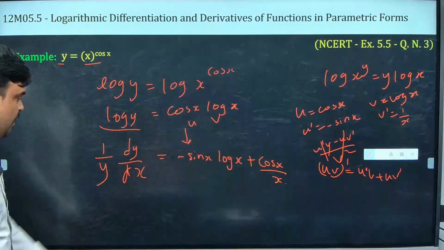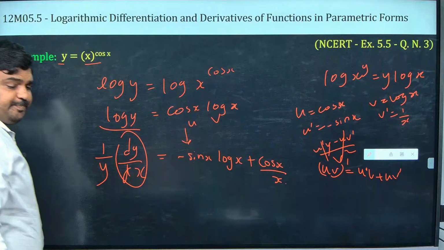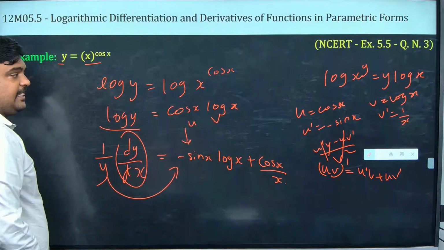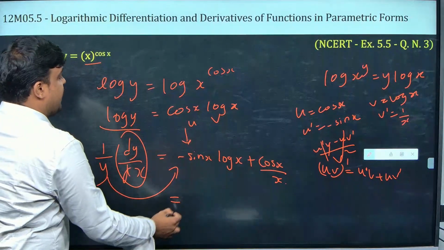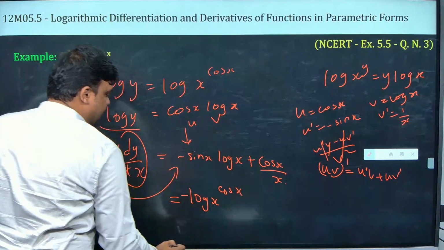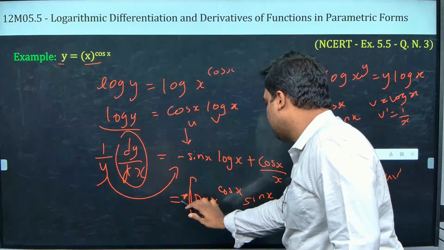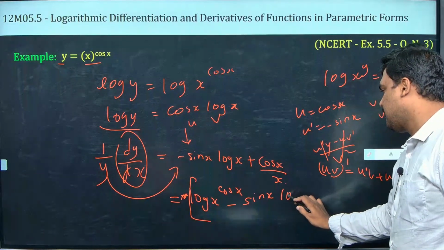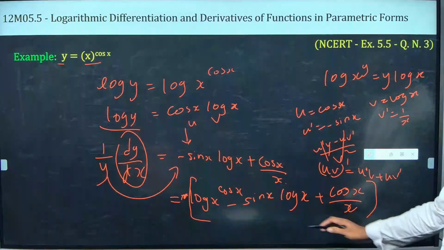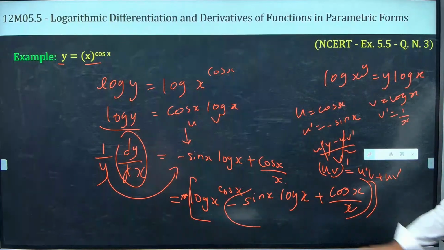Now the sum is not finished. What I want is only dy by dx. So this y will go here, and we'll make it as log x to the power of cos x. The minus will come here overall. Then minus sin x log x plus cos x by x. Guys, are you getting this? Actually, this should be multiplication. Understood?